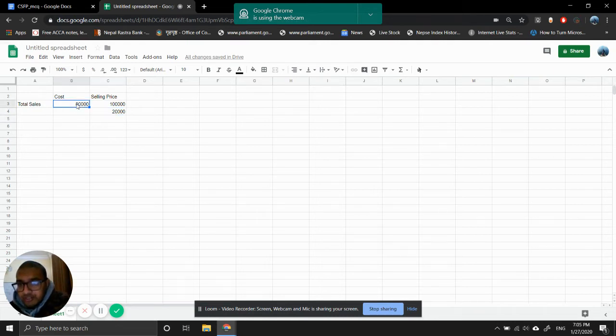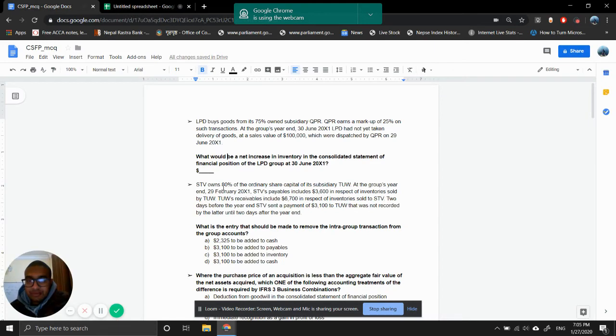Okay, so inventory that the parent should receive is 80,000, right? So we'll need to add that particular inventory. What would be the net increase in inventory in the consolidated statement of financial position of LPD group? How much will it be? 80,000, not 20,000. If they had said PURP, then we would say it's 20,000, but they have asked for this figure, right? So it's 80,000. Okay, so that's been solved.